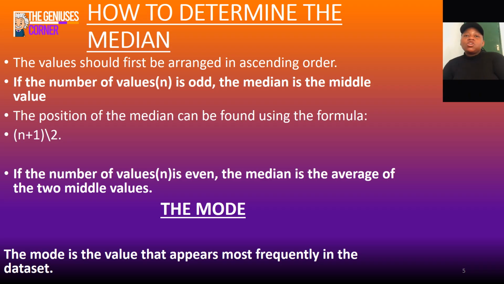And lastly, your mode is that value that appears most frequently in your data set, the one that appears the most, right? So it can appear 2 times, it can appear 3 times or 4 times. Maybe you can have one number that appears twice, then another that appears three times. So the one that appears 3 times will be your mode. So we want the one that has the highest count, the one that repeated most.